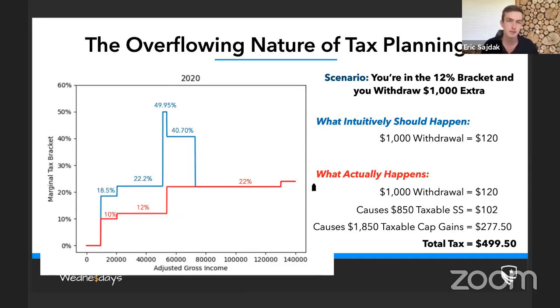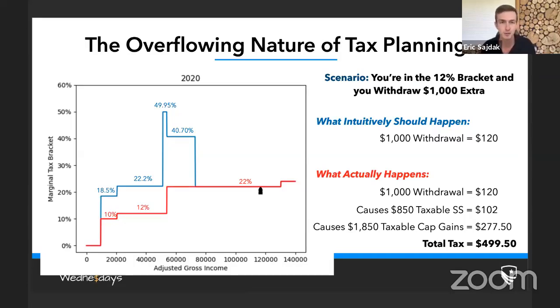And so again, this creates, when we start stacking some of these hurdles on top of each other, and so this is the long-term capital gains bump zone stacked on top of the Social Security tax torpedo, we see this overflowing nature of tax planning. Okay, so if I were to ask you what's one of the highest marginal tax rates that you could be taxed at in your situation, many people would intuitively say 37%, because 37% is the highest tax bracket in the ordinary income tax system.